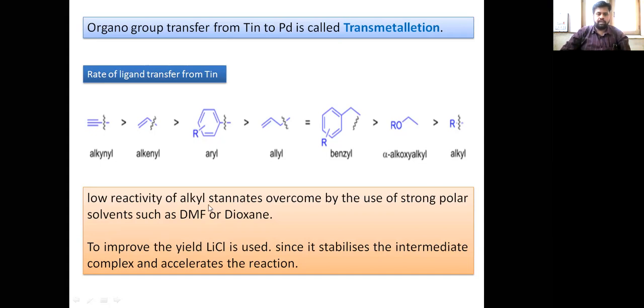The low reactivity of alkyl stannanes is overcome by the use of strong polar solvents such as DMF or dioxane. To increase the rate of reactivity of these alkyl groups, we can use more polar solvents. Next, to improve the yield, lithium chloride is used since it stabilizes the intermediate complex and accelerates the reaction.